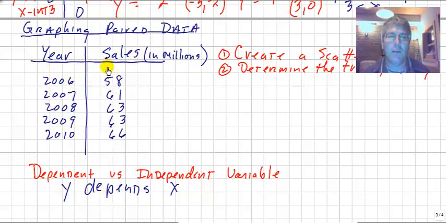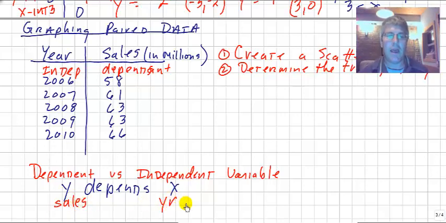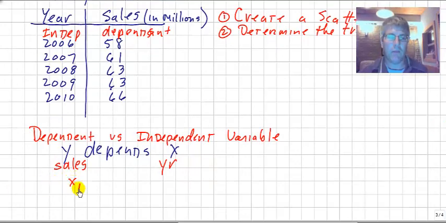So sales is our dependent variable. This depends on the year, which is our independent variable. Okay, so this is our dependent variable, and this is our independent. So we know that our y in our ordered pair is sales, and x is the year. So we're going to take this data, and we're going to create an ordered pair, x, y, which of course then will be some year, some sales.